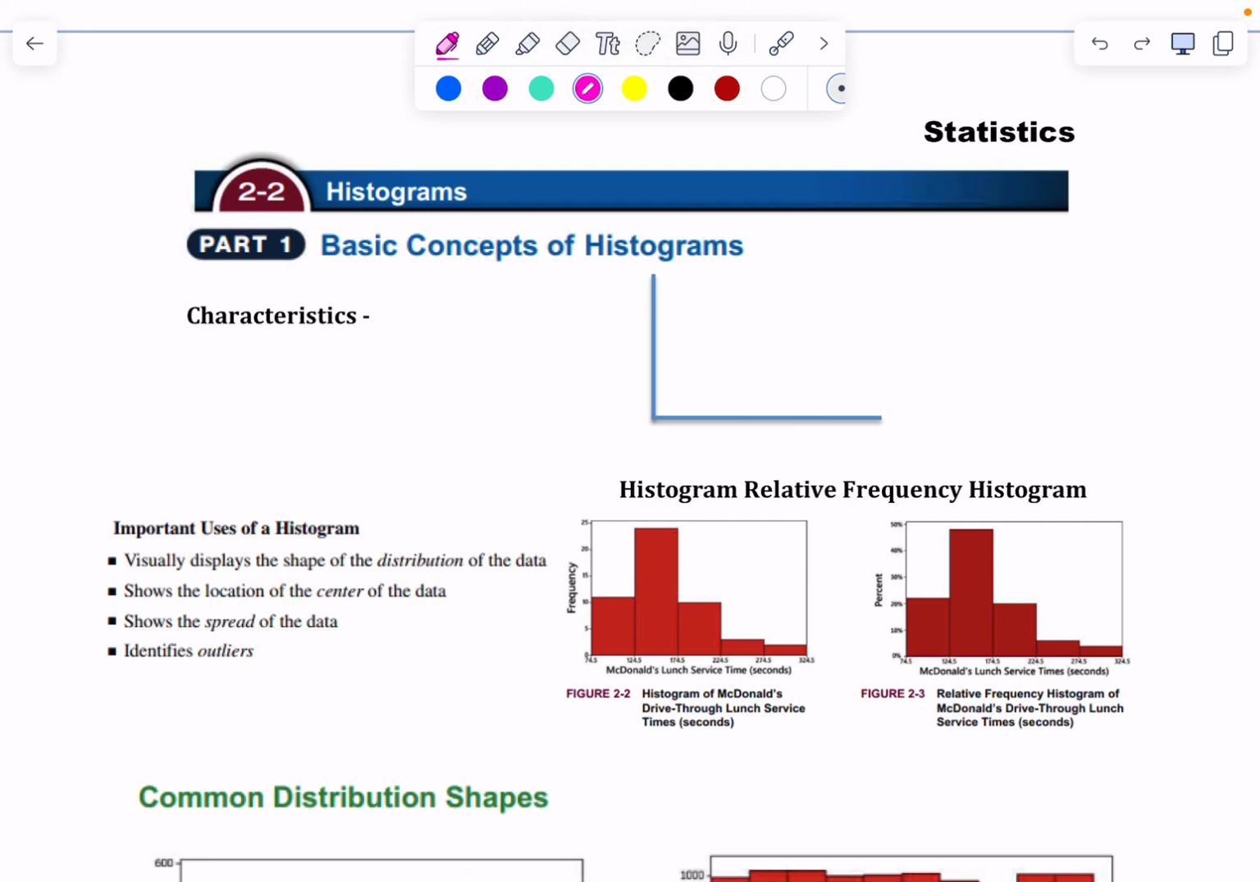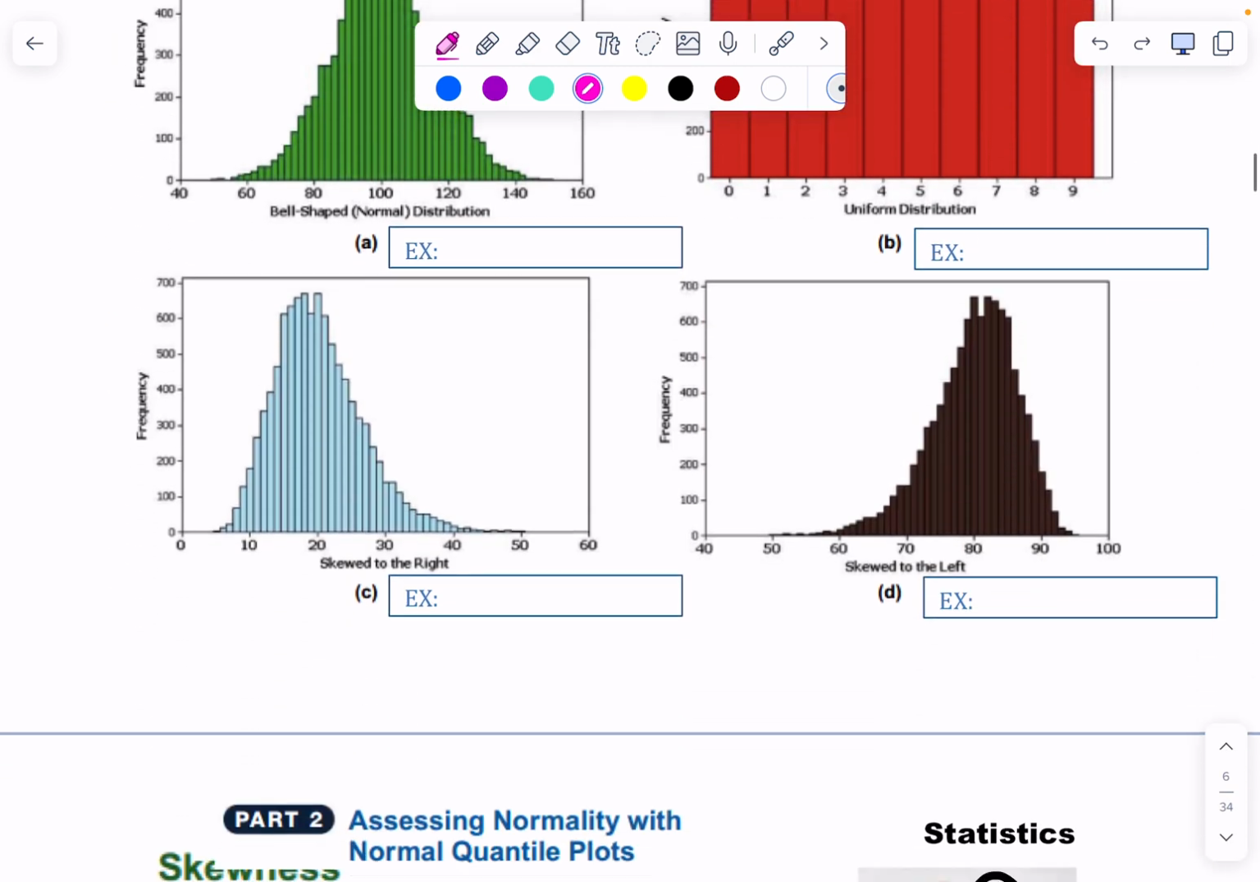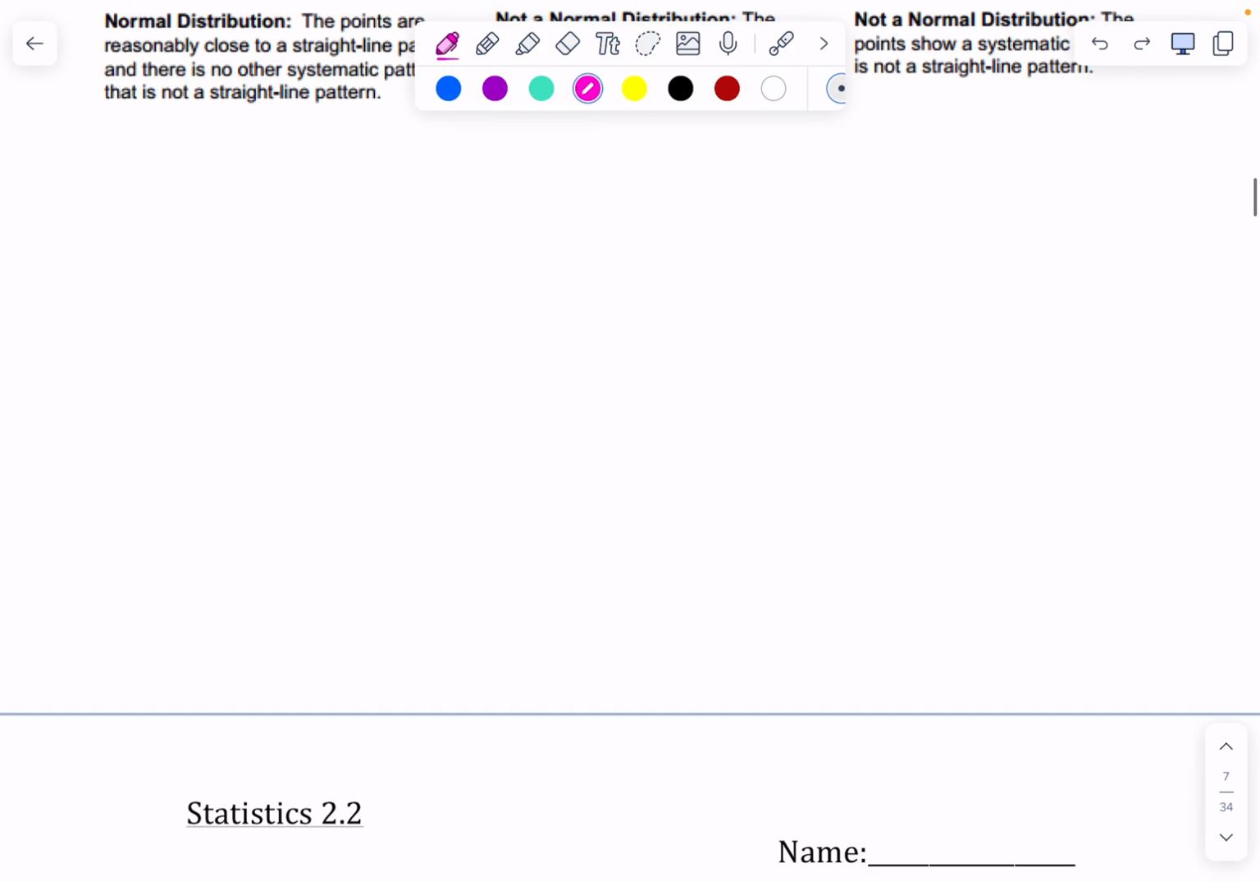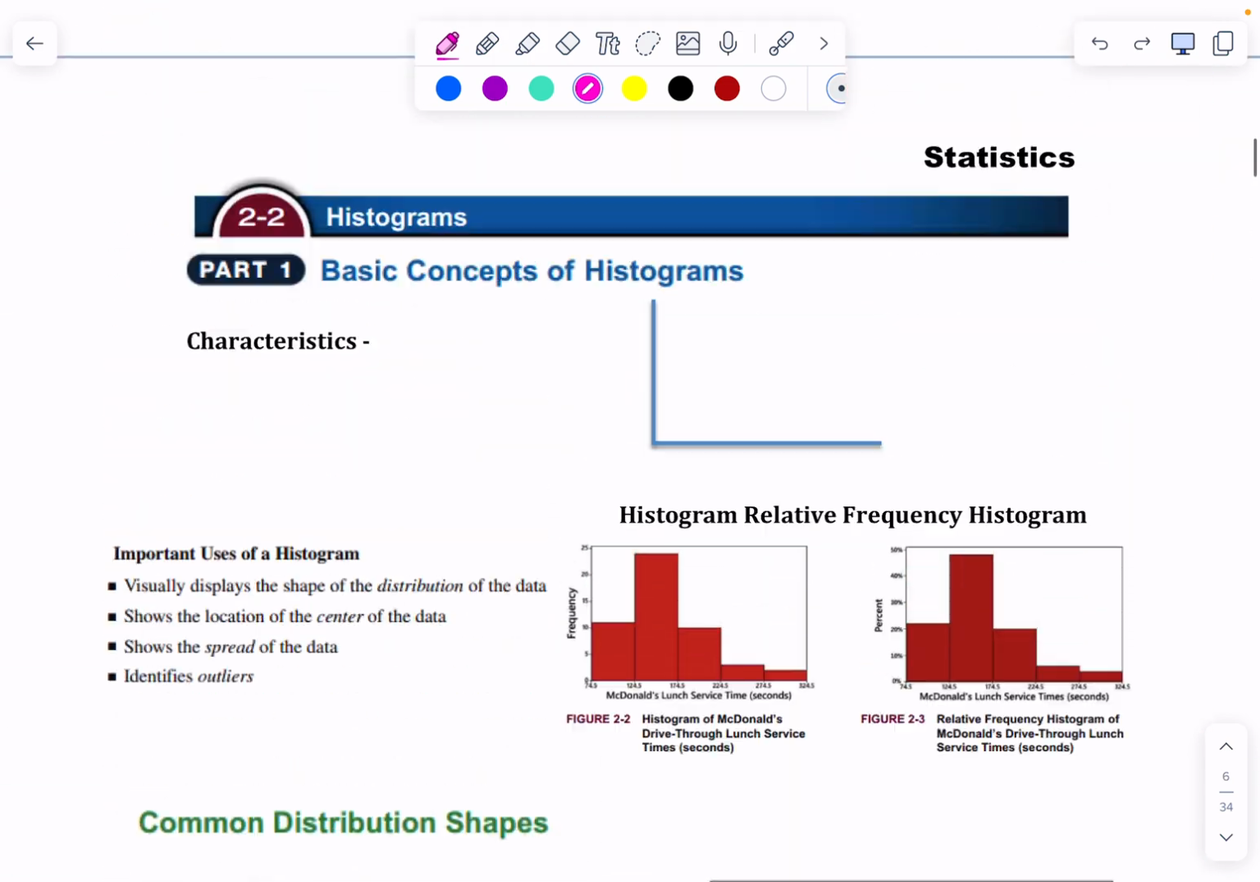Okay, Mary, I think this is just for you. Section 2.2, histograms. We're going over this, and I think we should get done with these notes all today. It's only 2 pages, so here we go.